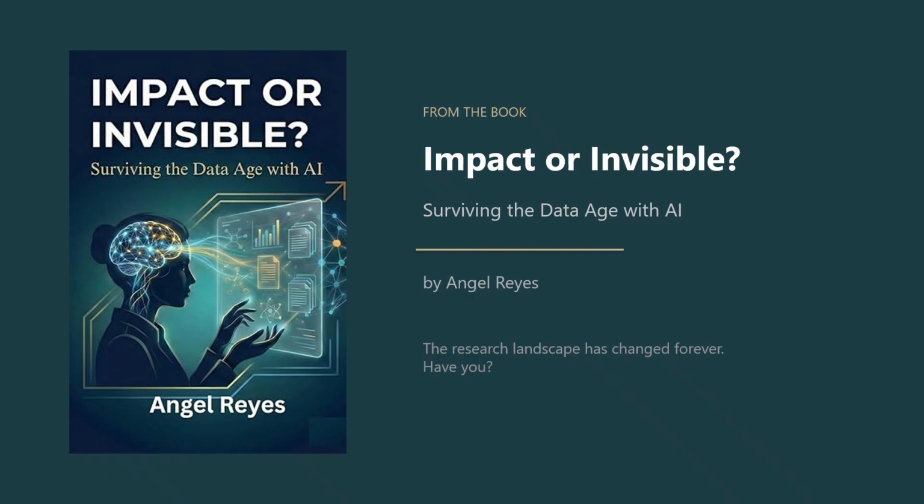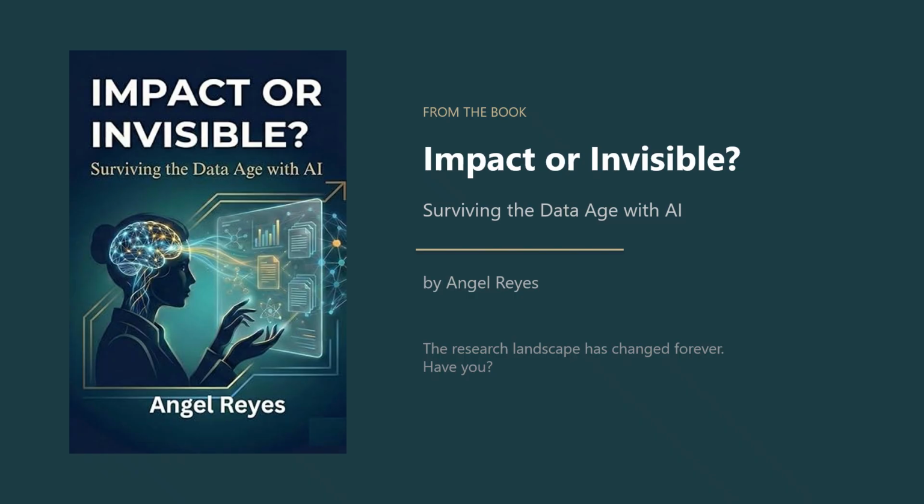Today we're addressing a challenge that's become increasingly urgent: how to write an AI disclosure statement that satisfies journal requirements while accurately representing how you used AI in your research. Here's the situation. More and more journals now require authors to disclose any AI use in manuscript preparation. Nature, Science, PNAS, and hundreds of other journals have implemented these policies.